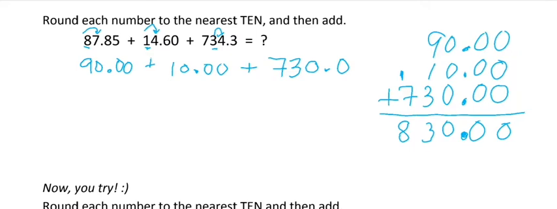You may have noticed that this is the same question that we did in the last video, but in the last video we were using front-end estimation. In our last video, we got 790 as our estimation. 830 is what we got using the same numbers, but estimating them using rounding. Later on in this lesson, we're going to calculate and see what the real answer is, so that we can see if our front-end estimation or rounding estimation was more accurate.